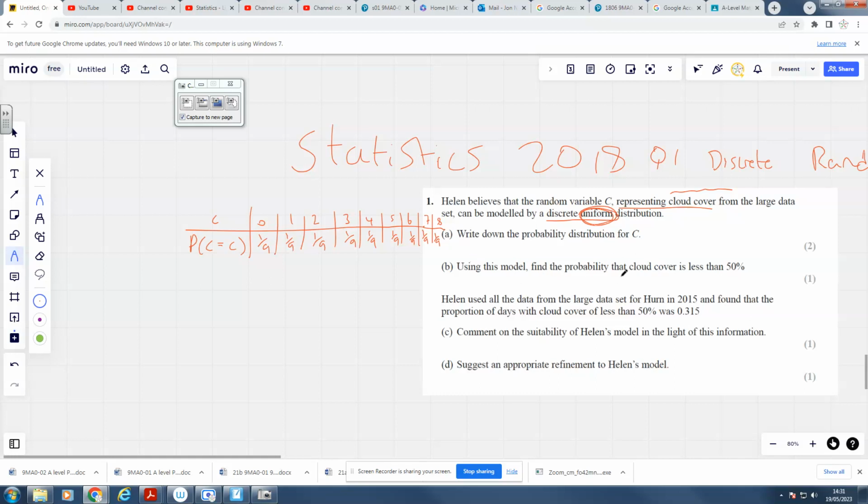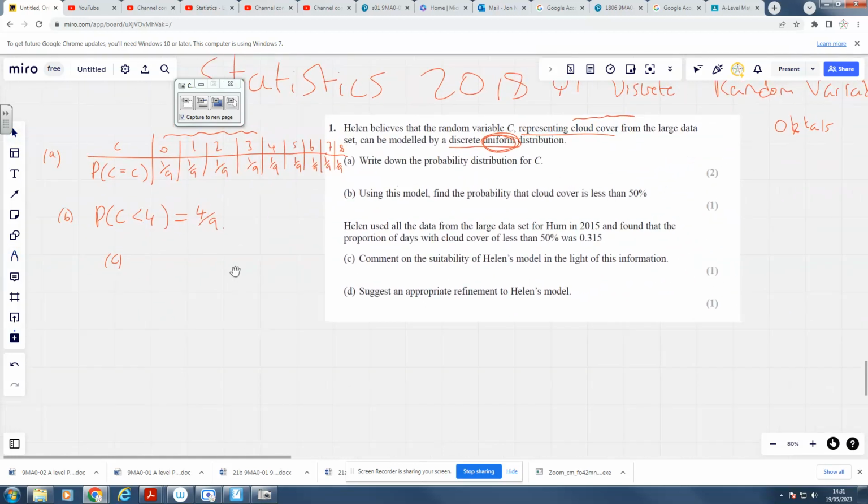Okay, using this model, find the probability that the cloud cover is less than 50%. Well, less than 50% means less than 4, yeah? And if you want C to be less than 4 here, that's these 4 possibilities: 3, 2, 1, or 0 eighths of the sky covered by cloud. And so the answer is 4 ninths. So this question is easy when you know how to do it. It really is. But I can see this catching people out in exam conditions, particularly on the very first year it was sat. It's like, that's a really nasty question.